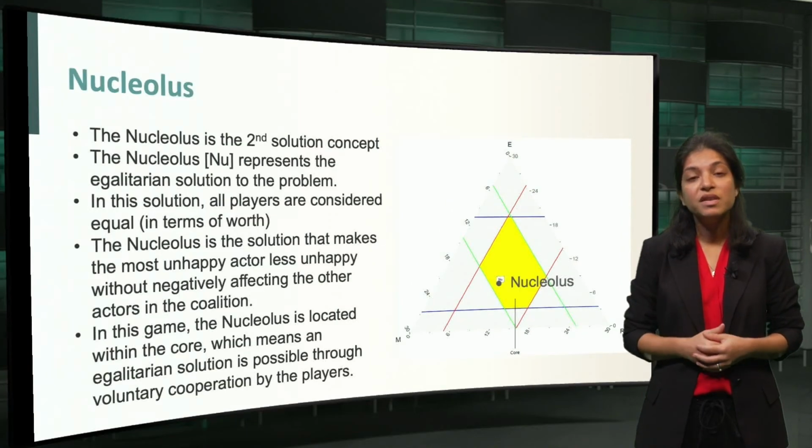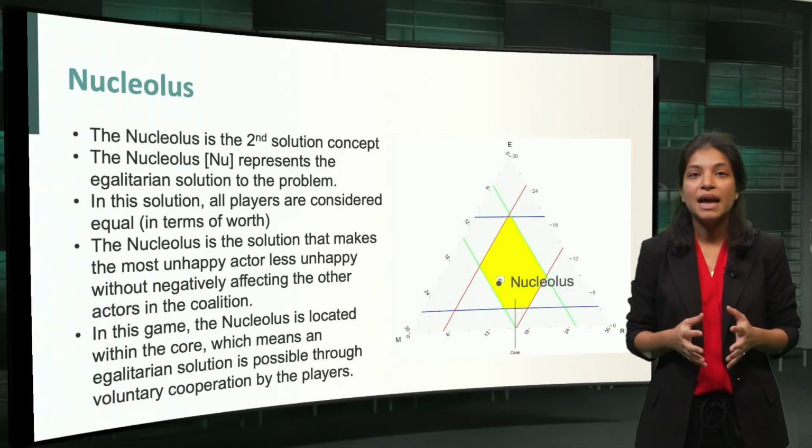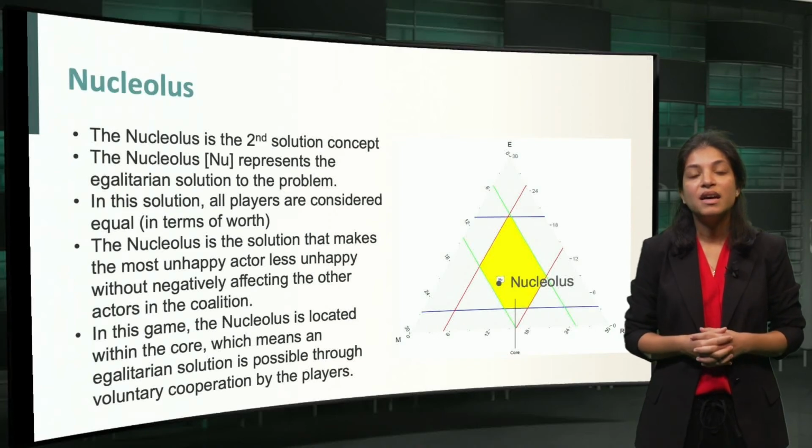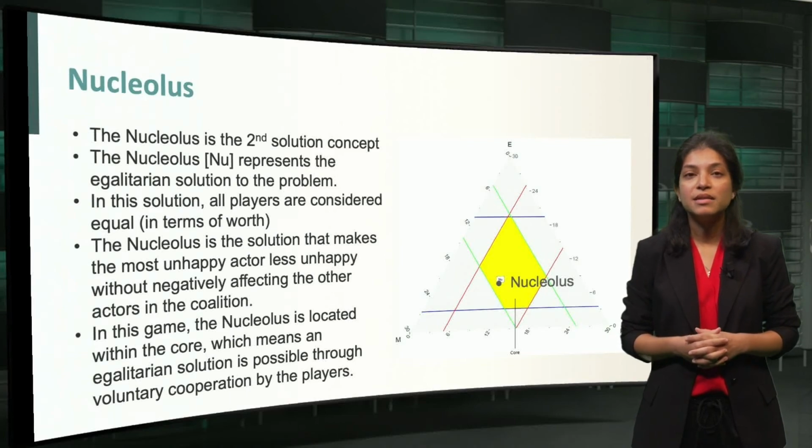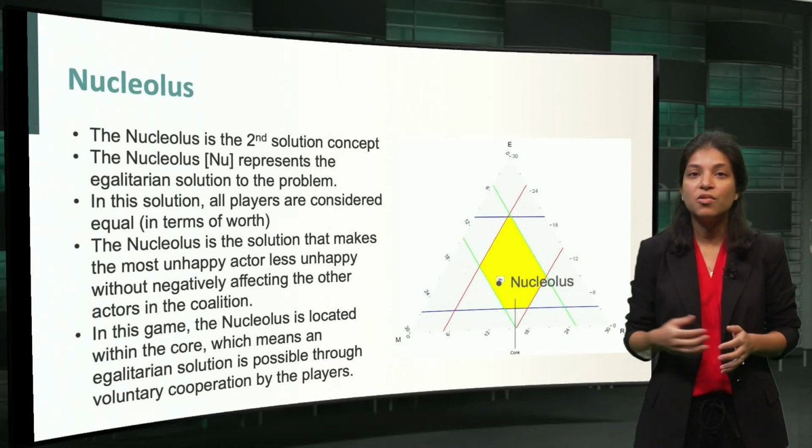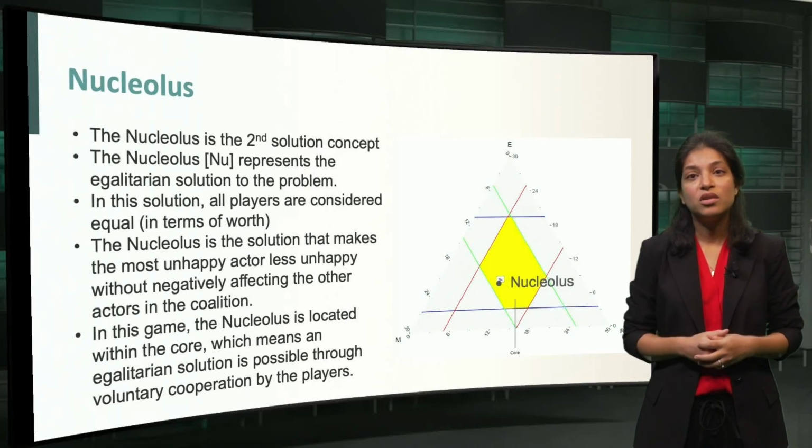The second, more specific solution concept that we calculate is called the nucleolus. In this solution, all players are considered equal. The nucleolus is a solution that makes the most unhappy actor less unhappy without negatively affecting the other actors in the coalition. So here we offer the most unhappy actor some utility to stay in the coalition without hurting the others. In this game, the nucleolus is located within the core, which means an egalitarian solution is possible through voluntary cooperation by the players.